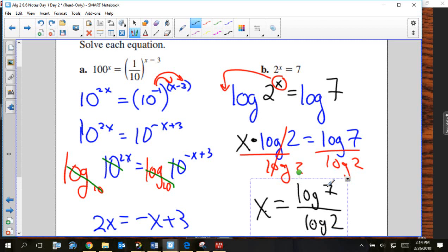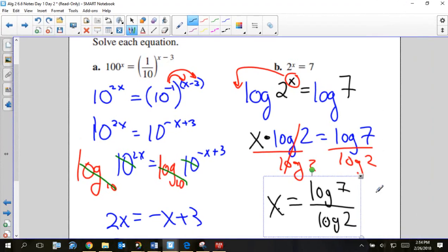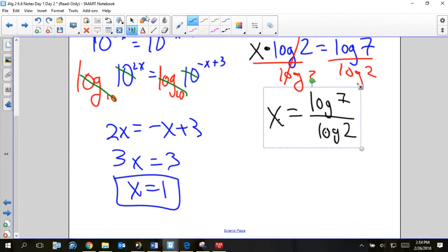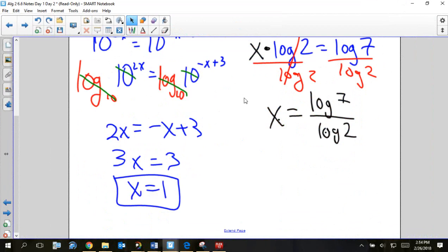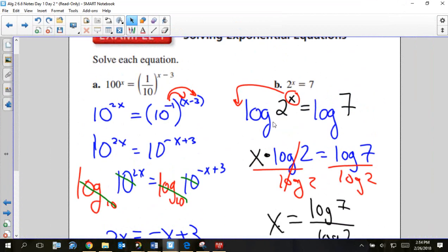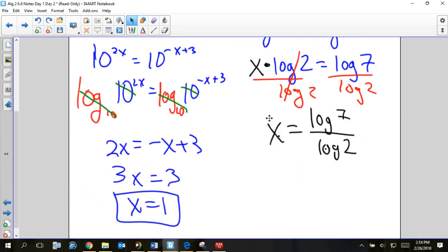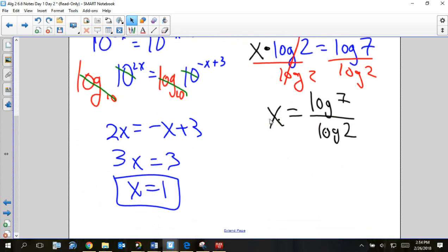All right, so at this point, I have x by itself. All I have to know is what is log 7 divided by log 2. And the reason why, when we first did that very first step, I chose log, is because that button is on my calculator. So now I can just type in log 7 divided by log 2, and I have an answer. That's why I chose log in the first place, because that one I can do on my calculator. So go ahead and find that answer. It's going to be a decimal. Do it to 3 decimal places. I'll put the answer up so you can check.